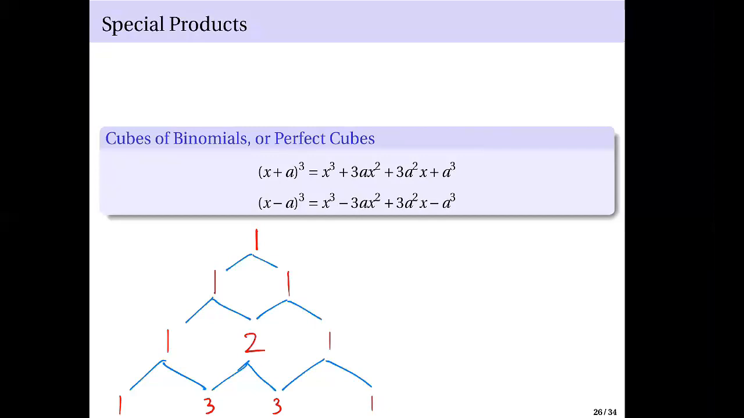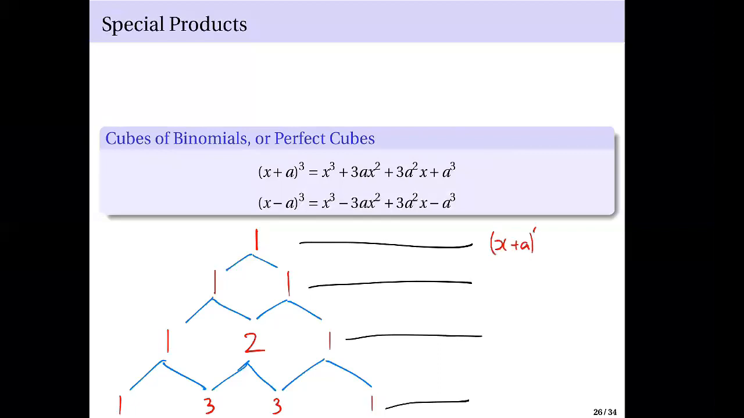So what does this mean? What do these numbers represent? Let me write this here. On the first line, this is actually x plus a to the 0. Any number raised to 0, as long as it's non-zero, is always 1. This one is x plus a to the 1. This one is x plus a squared. And this one is x plus a cubed.